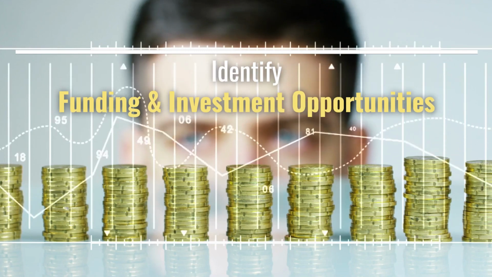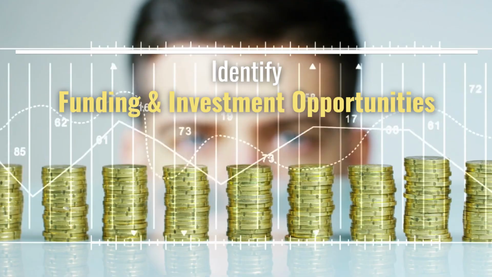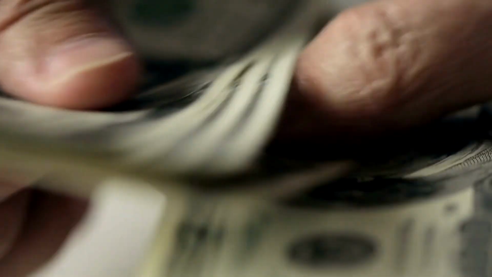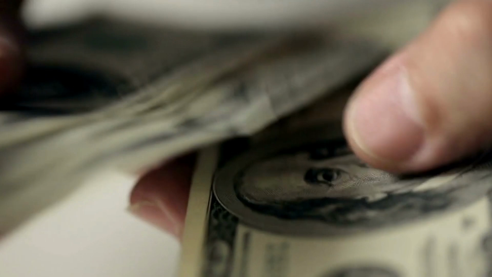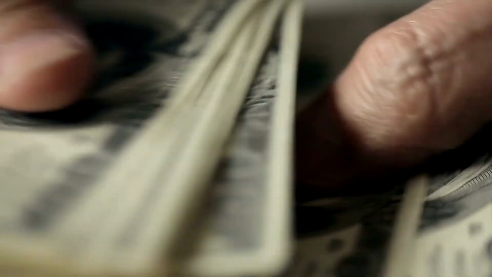Number 8. Identify funding and investment opportunities. Determine how much funding you need to start and operate your business. Explore various funding options, such as loans, grants, or seeking investors. Present a clear plan on how you will use the funds and the potential returns for investors.